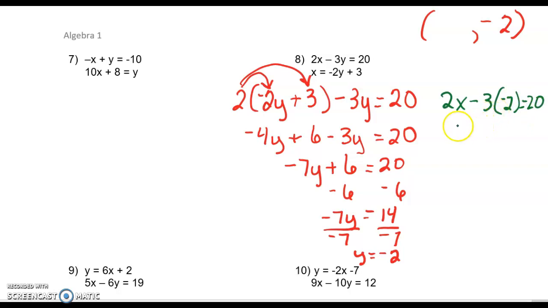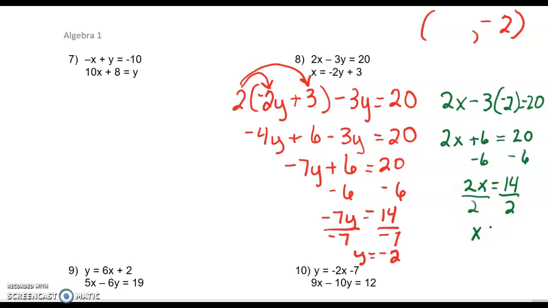Simplify. Well, what can I do first? I have 2x, -3 times -2 is going to be a +6 equals 20. To get the x by itself, I'm still trying to isolate that x. Subtract 6 from both sides. 2x equals 14. Divide both sides by 2. Sorry about that. x equals 7. We now know that x equals 7. We now have a solution to our system of equations. Our solution is 7, -2.